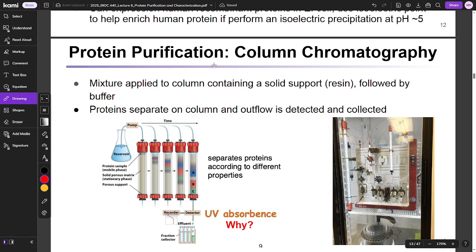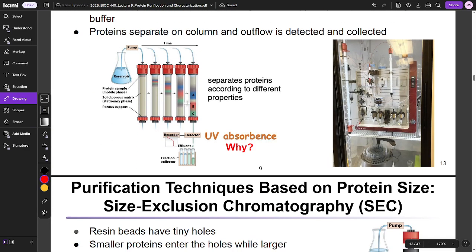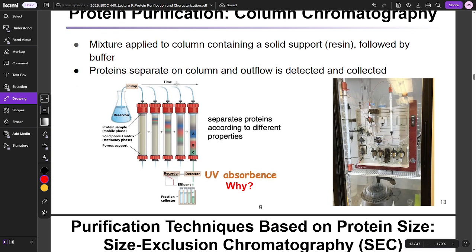Column chromatography is cool and interesting. We'll cover more of it later. Basically, it's just the idea that proteins separate based off how fast they flow out of a column. But I don't think they've ever tested me on this, or ever tested anybody that I've worked with on this, so I'm going to move past it.